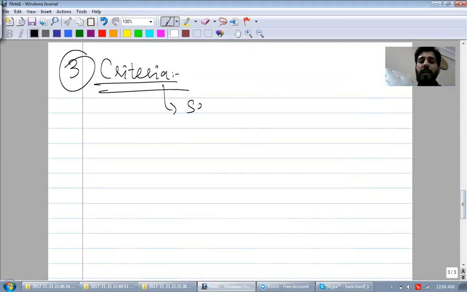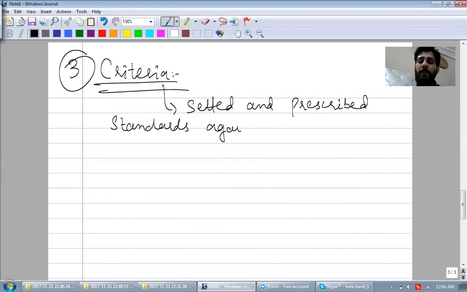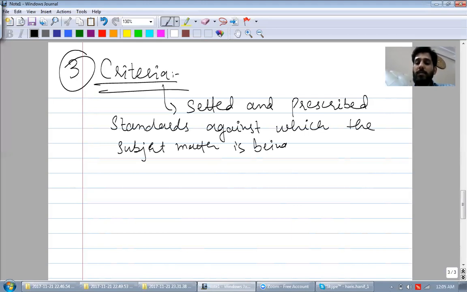This is the set and prescribed standards against which the performance is compared. This is not the performance comparison. We can use another more appropriate word: set and prescribed standards against which the subject matter is being assessed. This is called the criteria.